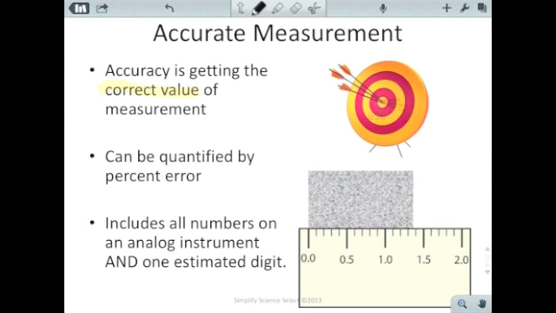We can quantify this with percent error. So when we look at our percent error, we know what we should get, we know what we actually get in the lab, and then we can compare those and see how far off we are.